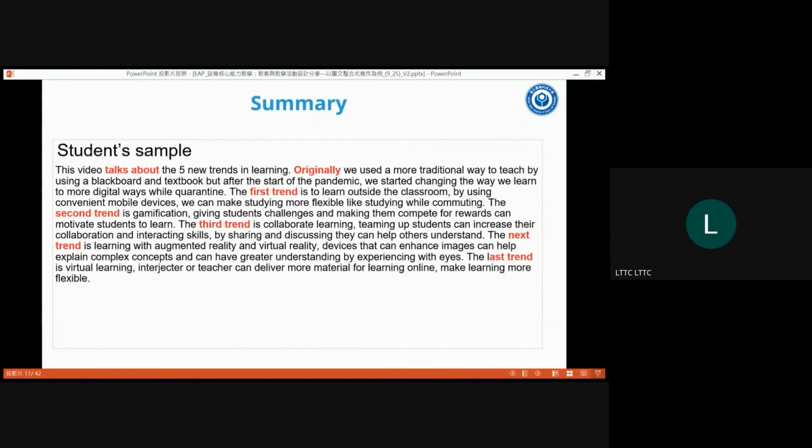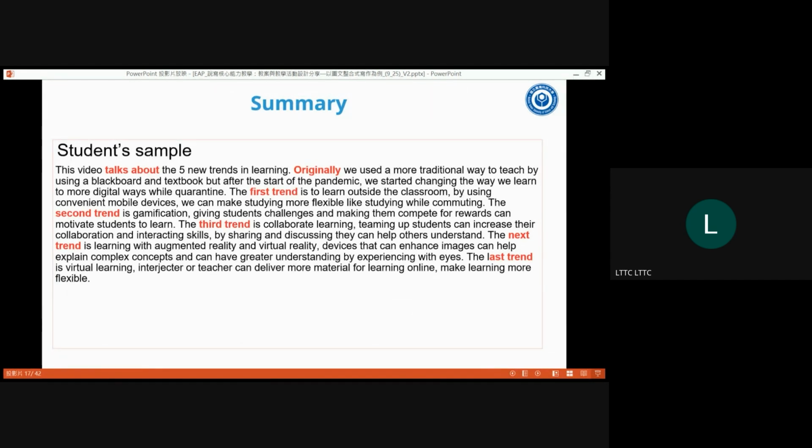So they have to write, for example, this video talks about the 5 new trends in learning. Okay, this is a topic sentence. And also they have to write the background information. For example, originally we used a more traditional way to teach by using a blackboard and a textbook. But after the start of the pandemic, we started changing the way we learn to more digital ways while in quarantine. Okay, this is the background information. And then this started to talk about the 5 trends. The first trend is to learn outside the classroom by using convenient mobile devices.